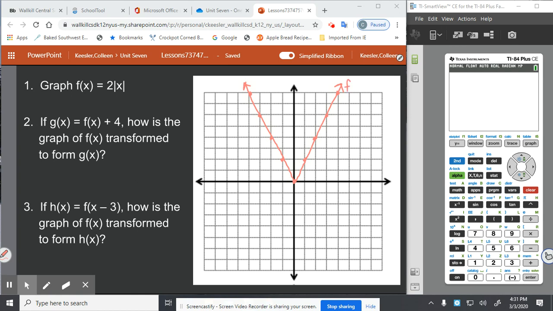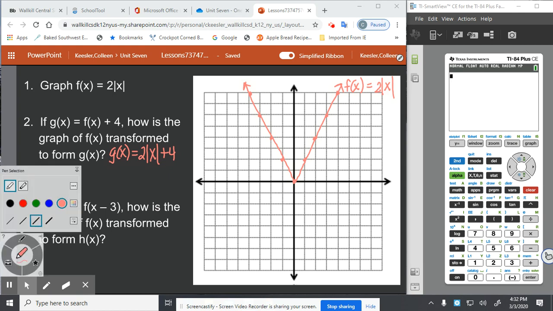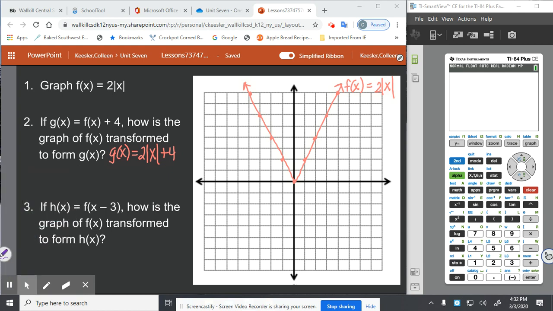And in this case, we're going to make sure we label today because we're going to be graphing more than one equation on the same coordinate plane. All right, so we want to see if g of x is equal to f of x plus 4, how is the graph of f of x transformed to form g of x? So first we have to figure out what the equation of g of x is. Since it's f of x plus 4, we take f of x, which is 2 absolute value x, and add 4. So that means when we graph it, it's going to be 4 units up from the original f of x equation. So we're going to start at 0, 4, and then have the same slope.